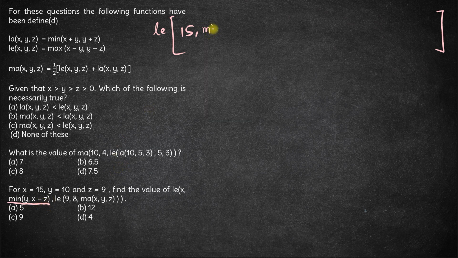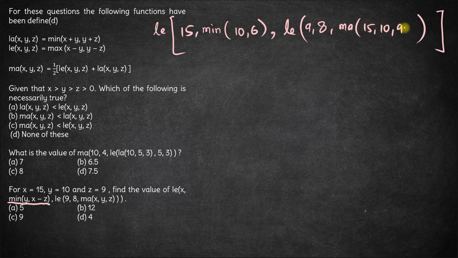So minimum of Y, which is 10, comma X minus Z. X is 15, Z is 9. 15 minus 9 is 6. So this was the first term, this was the second term, and the third term is LE of something. Now what is LE? LE again has three terms here, 9 comma 8 comma MA of X, Y, Z. X, Y, Z are 15, 10 and 9. So let's simplify this. We have LE of 15 comma the minimum of 10 and 6, which is 6, comma LE of 9, 8 and MA of 15, 10 and 9.